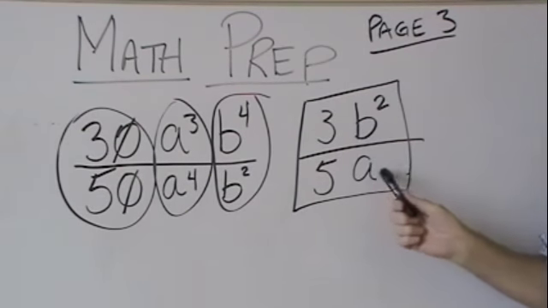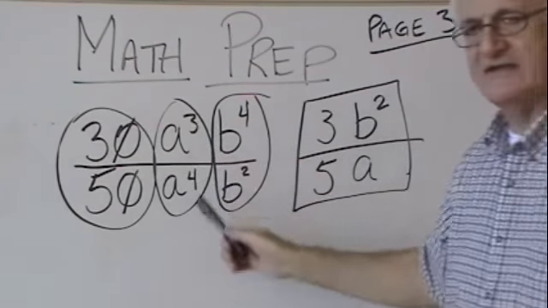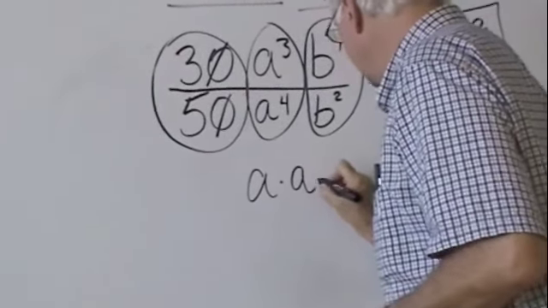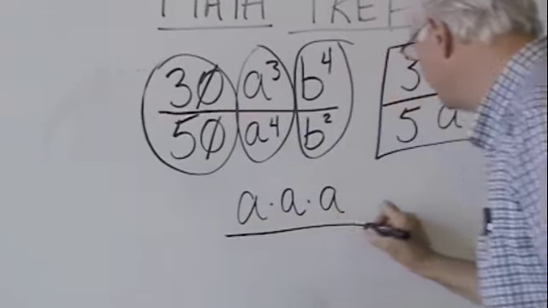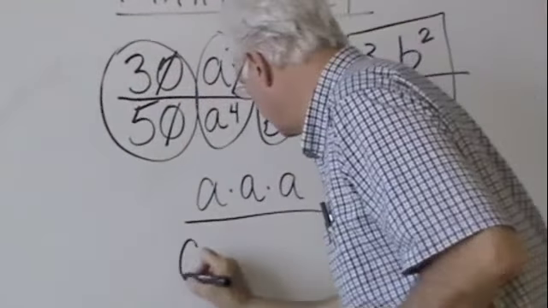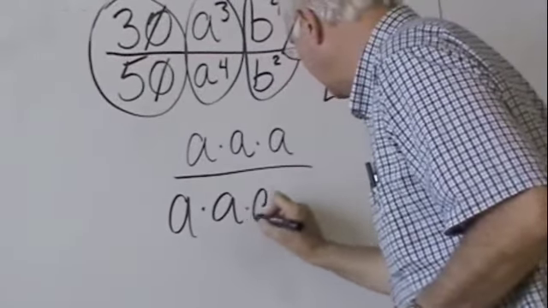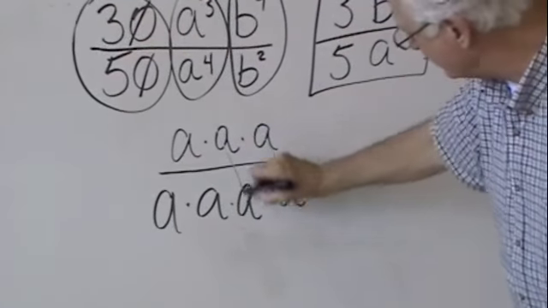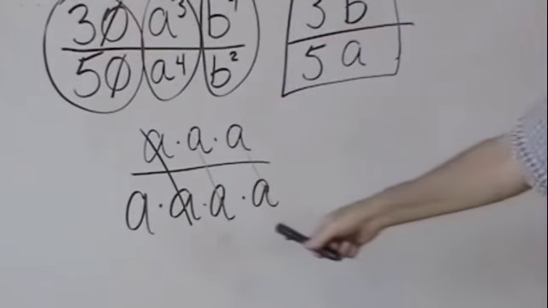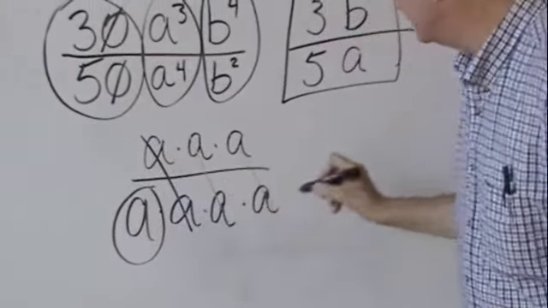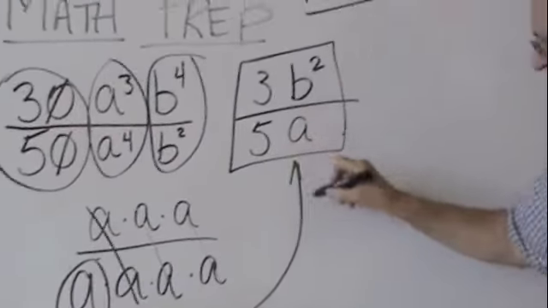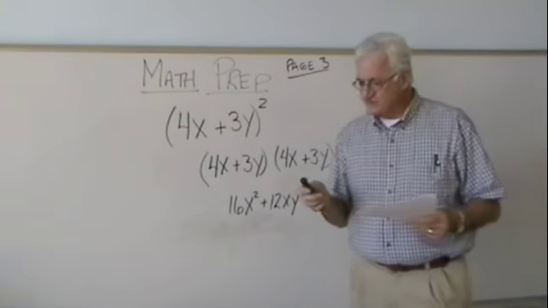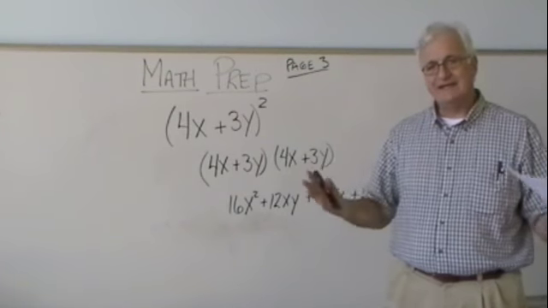So the final answer is going to be that little animal right there. 3b squared over 5a. Remember, let me illustrate this real quick, that a to the third is a dot a dot a. A to the fourth is a dot a dot a dot a. So when you cancel these out, you have 1 left on the bottom, which is exactly what you have right there. That's the principle.